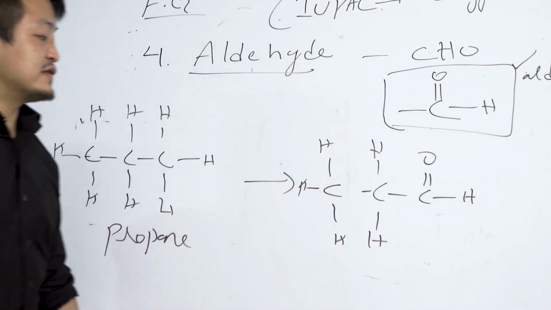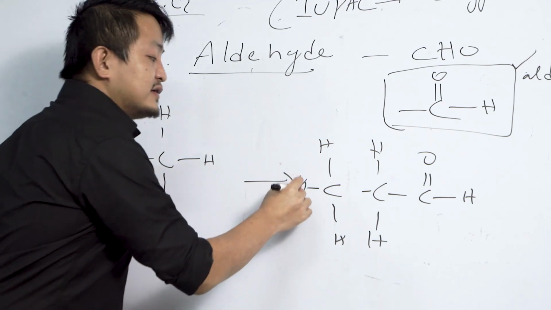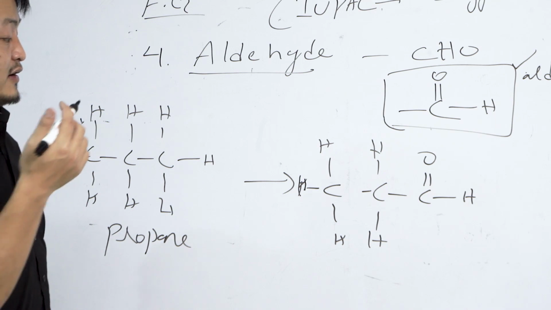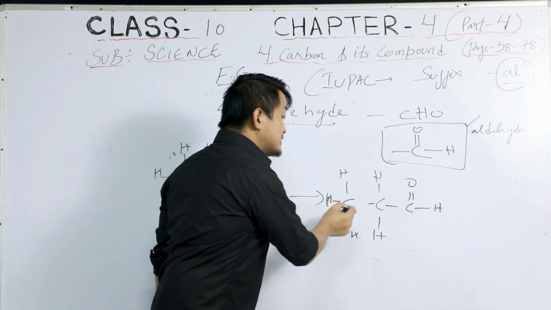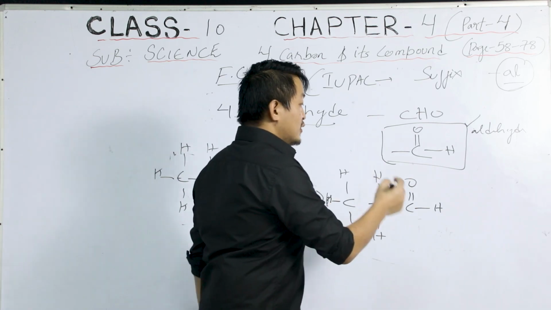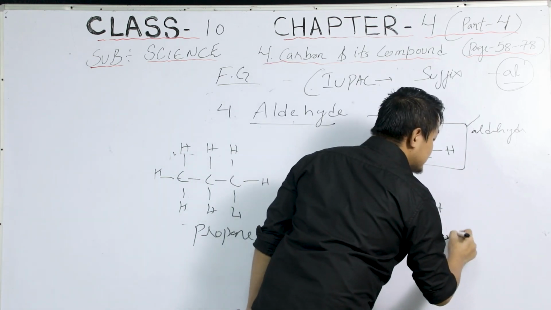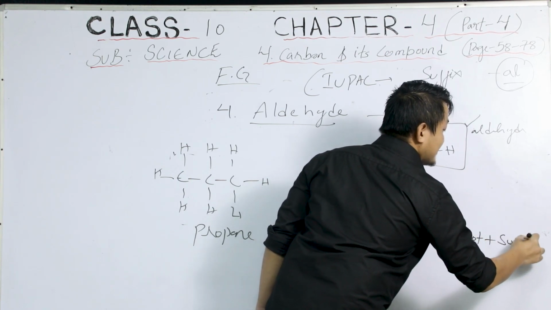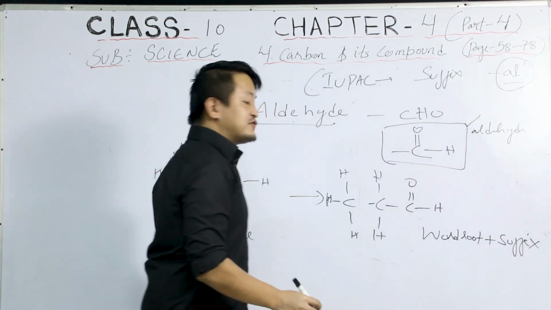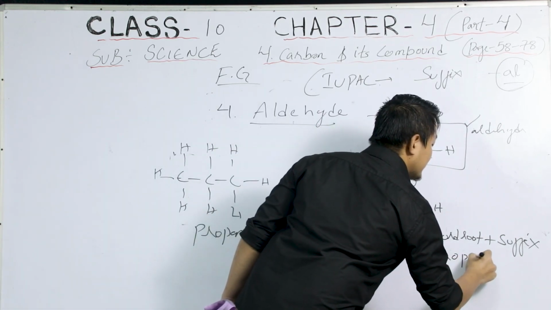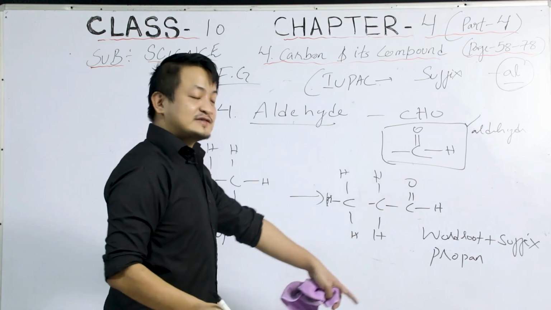Okay, so students, this is how it will look, and you have to see that we have four bonds surrounding this carbon. Now, how are we going to name this one? We'll name it as word root plus suffix, right? Word root means we have 3 carbons, so it will be propane. Propane.